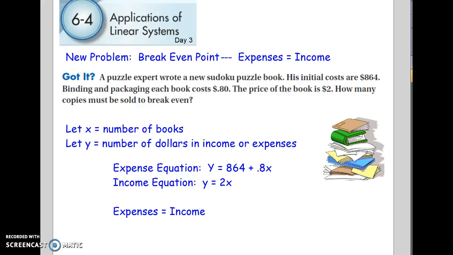Okay? So if you look at this one, it says a puzzle expert wrote a new Sudoku puzzle book. His initial costs are $864. Binding and packaging each book costs 80 cents. The price of the book is $2. How many copies must be sold to break even?